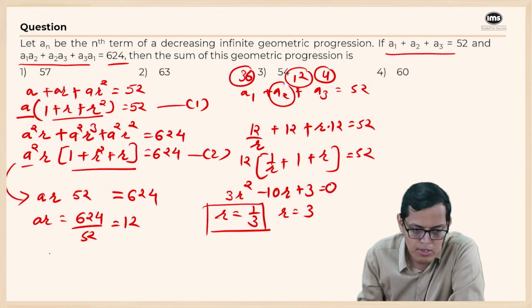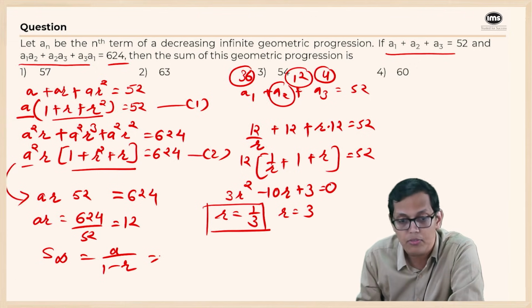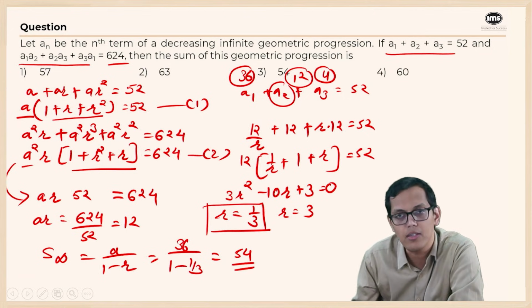Now to get the final answer, I can say summation of infinite GP is always A divided by 1 minus R. A is the first term which we now know is 36. R is 1 by 3. This will get you the answer 54, option number 3 finally.